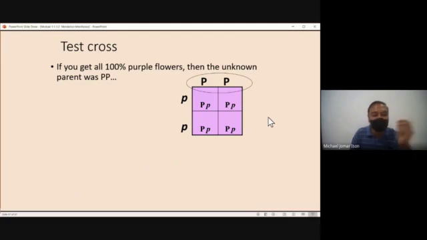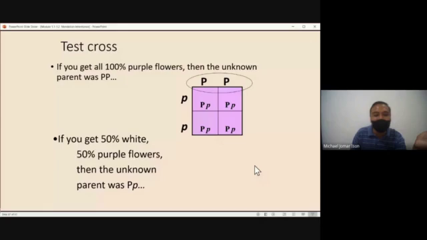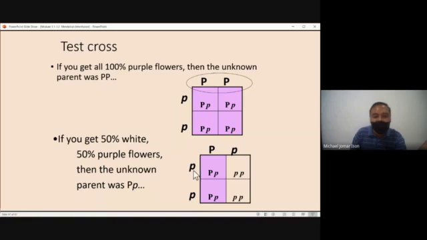But if you get a 50-50, 1:1 ratio for the white and the purple, then you know that the unknown parent is a heterozygote, because that can only produce two purples and two whites. So you now know that the unknown parent is a heterozygote. And that ends our discussion this time around. So in the next video, we will be starting with the non-Mendelian inheritance.